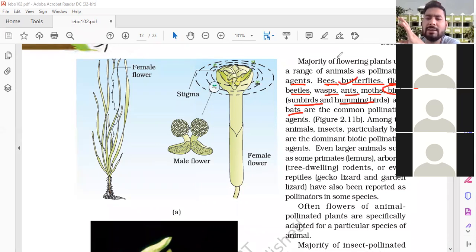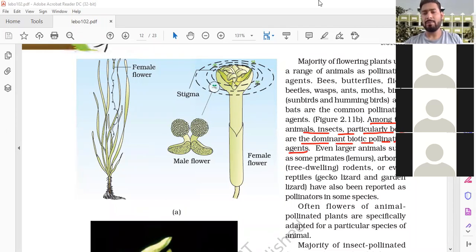So you can see the maximum number of pollinating agents we consider are insects. Either biotic or abiotic, the maximum type of pollinating agent is the insects. You have to learn. Among the animals, insects, particularly bees, are the dominant biotic pollinating agent. Among all of these, which is the dominant? Dominant is the bees.